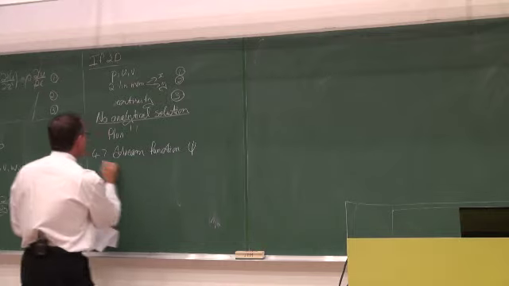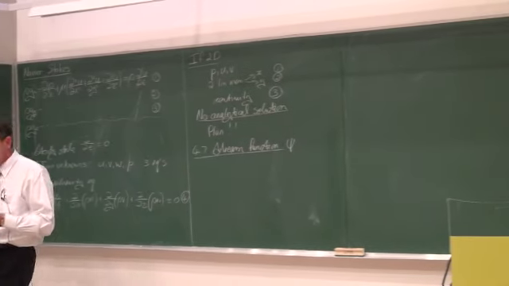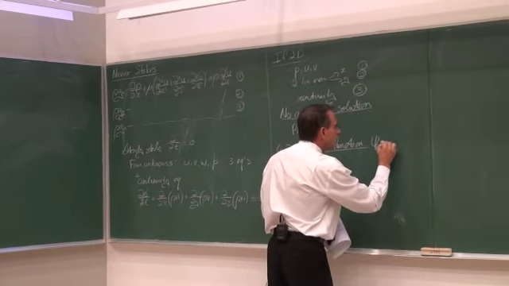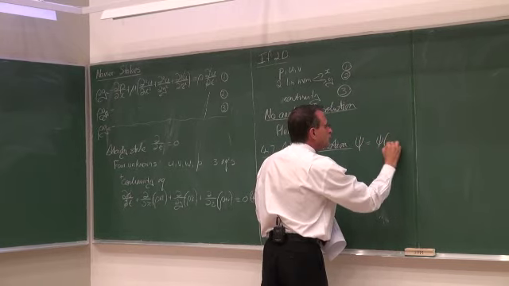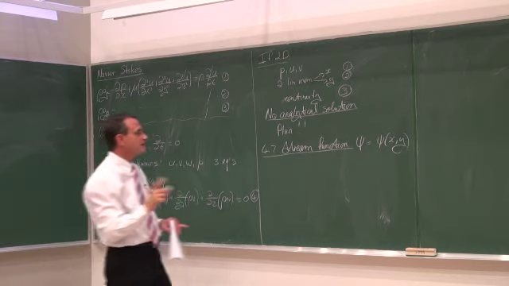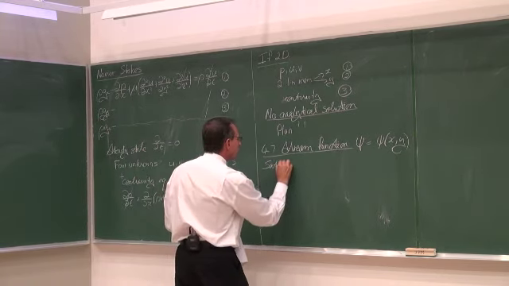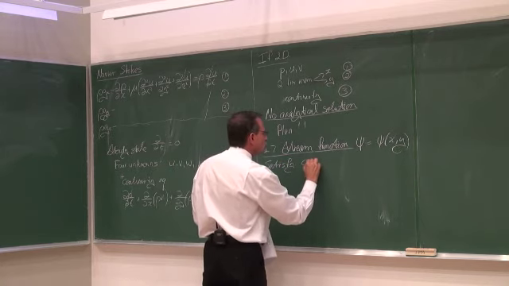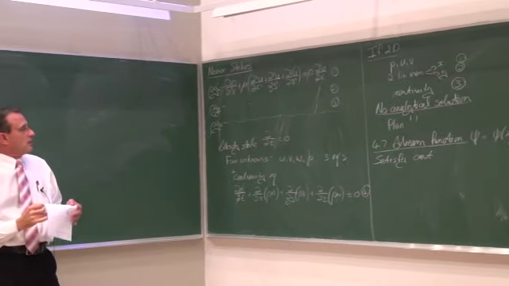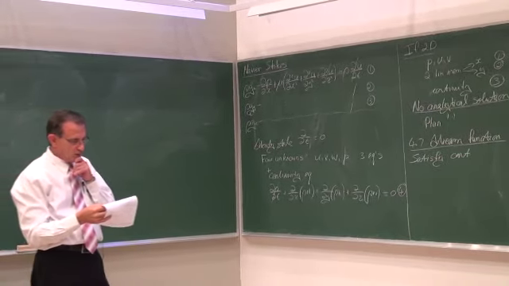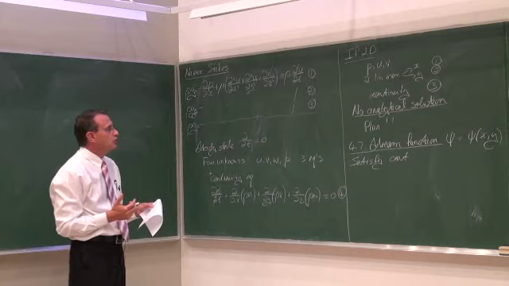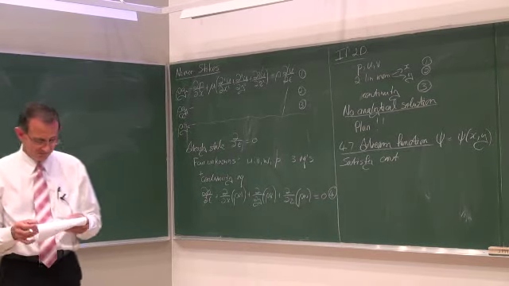The stream function is defined as psi. Stream function psi. This function, which is now a function of x and y, firstly has to satisfy the continuity equation. That must be the first thing that it must be able to do. And then it must be able to be used to solve the momentum equation.